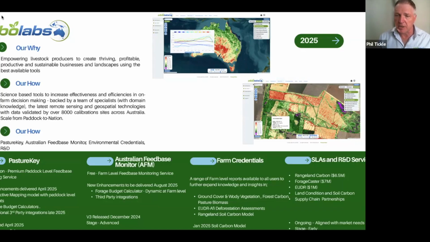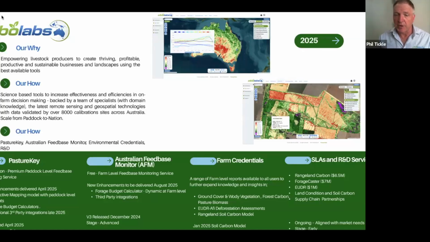So we have a pasture key service, which is integrated with AgriWebb, which is paddock level satellite imagery every 5 days and a sophisticated machine learning model sitting behind it. The Australian Feed-Based Monitor, which is a service for every livestock producer in Australia for free in partnership with Meat and Livestock Australia. And we're also doing a lot of work on environmental credentials and a range of commissioned R&D as well, which we won't go into today.